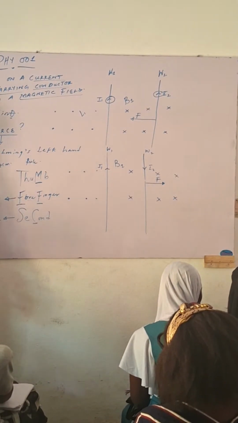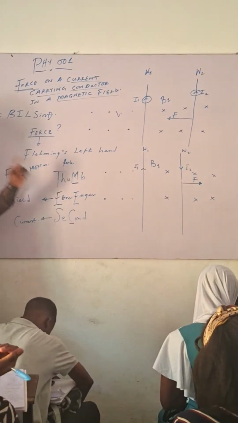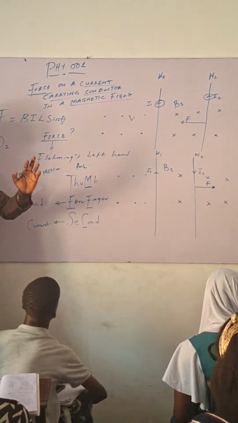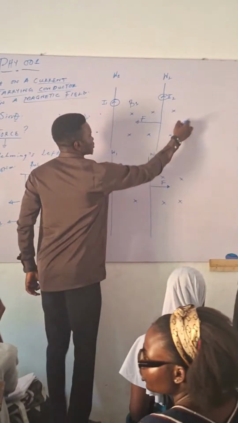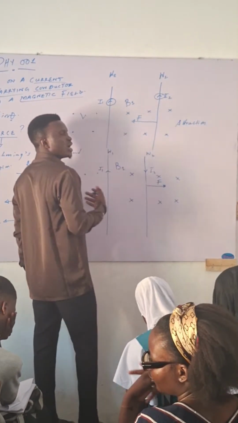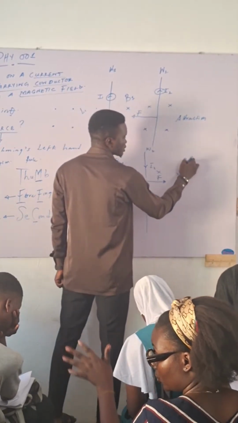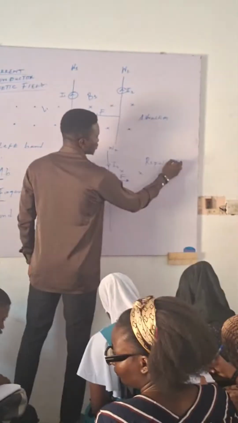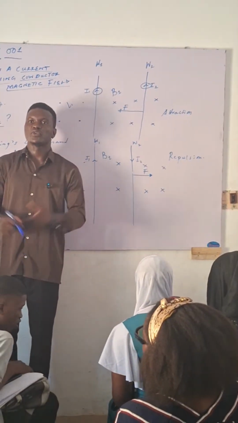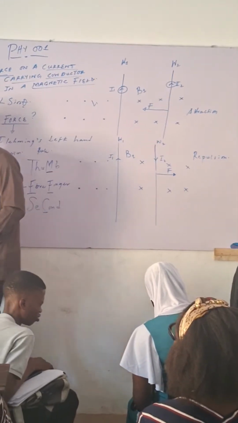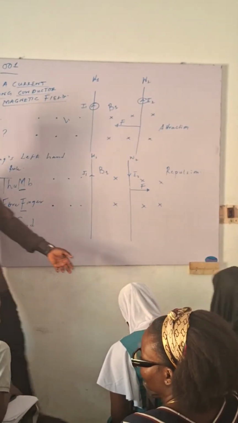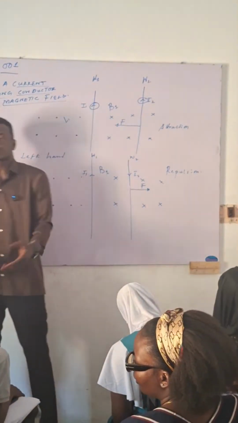Now, please listen. Anytime you see that the two wires, their currents are in the same direction, just know it is attraction. Anytime the currents are in opposite direction, it is what? Repulsion. You can see that book is interesting if you know what you are doing. You can imagine you understanding how your fan operates.